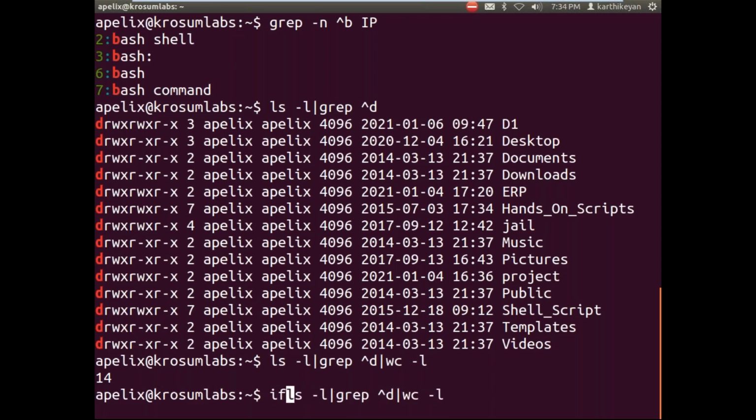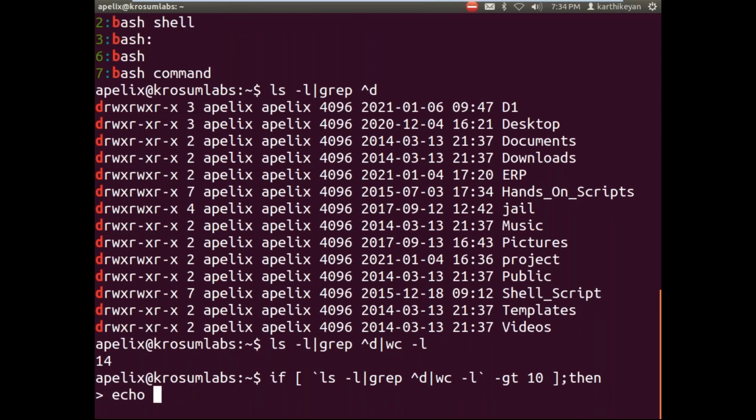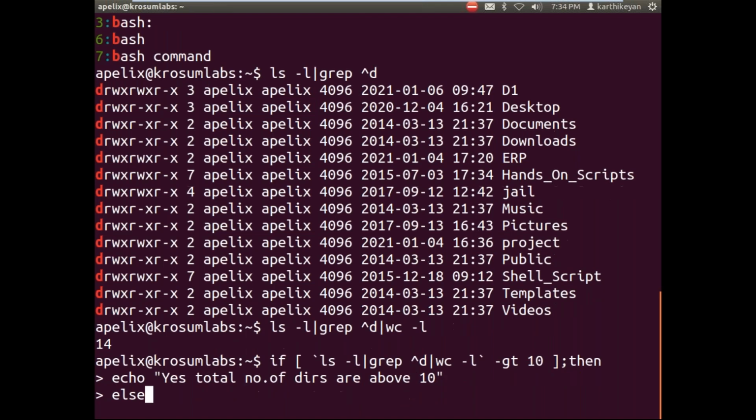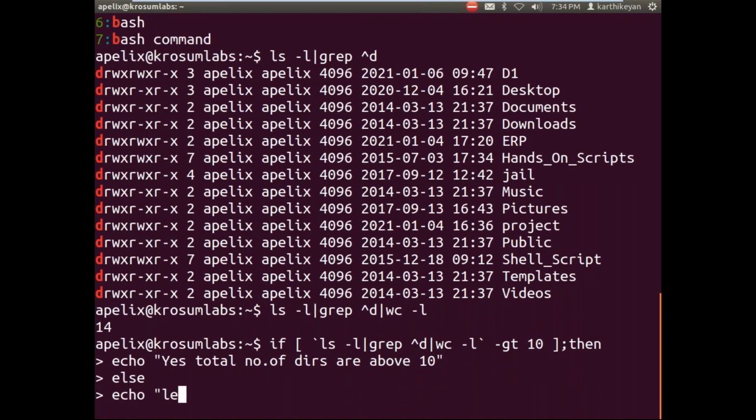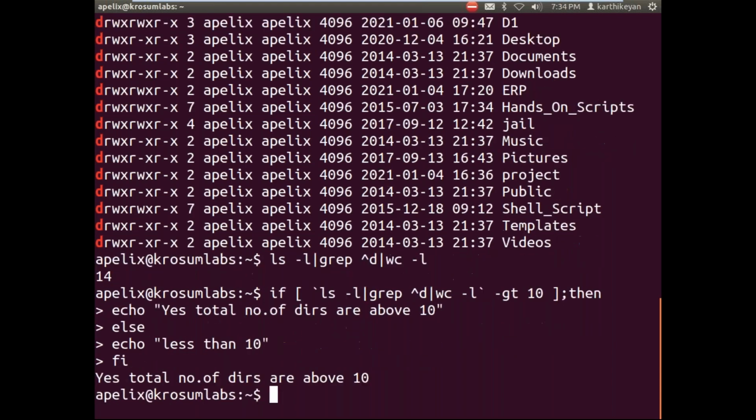Then we can use the condition if followed by the test operator: is the total number of directories above 10 or not? Then we can write the message yes, total number of directory files are above 10. Or you can write an else message like less than 10. This is the first condition. It shows the pattern.